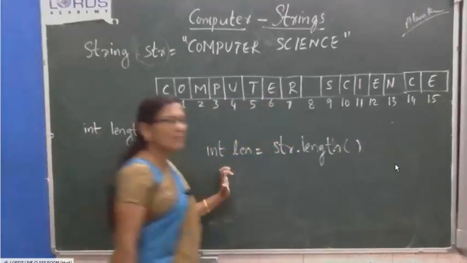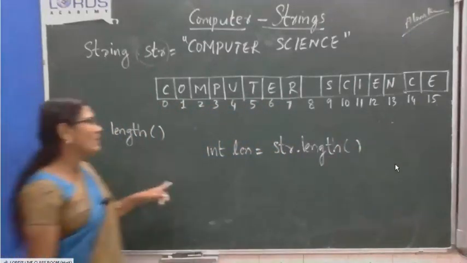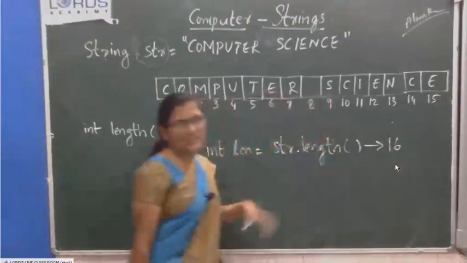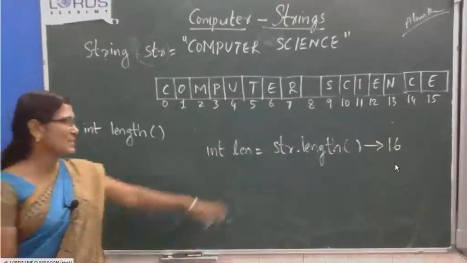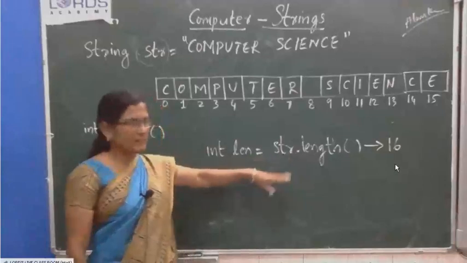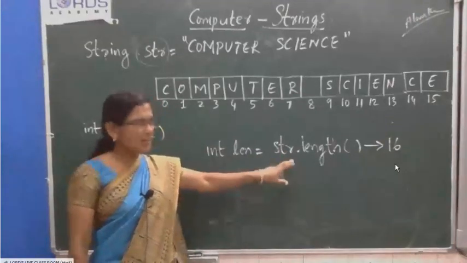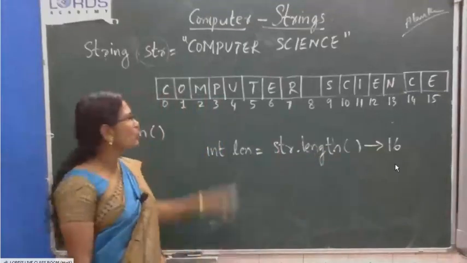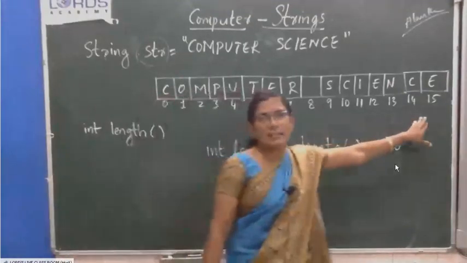This function will return the value 16, the total number of characters in the string specified. What is the string specified? str. What is the total length of the string named str? It will count how many characters are there in the given string.